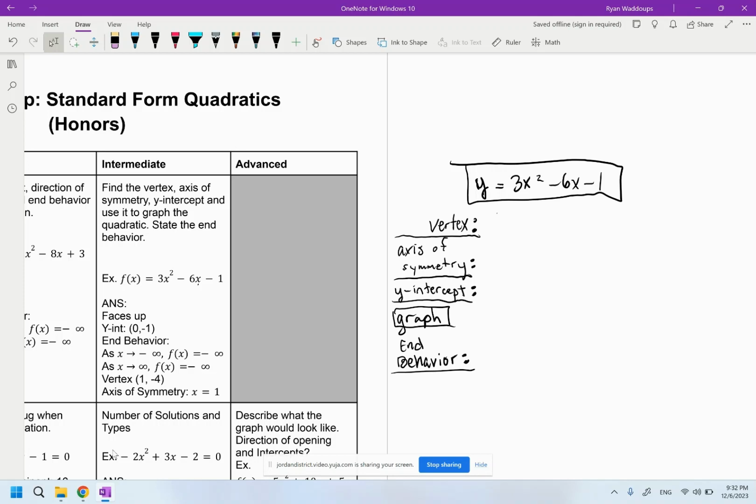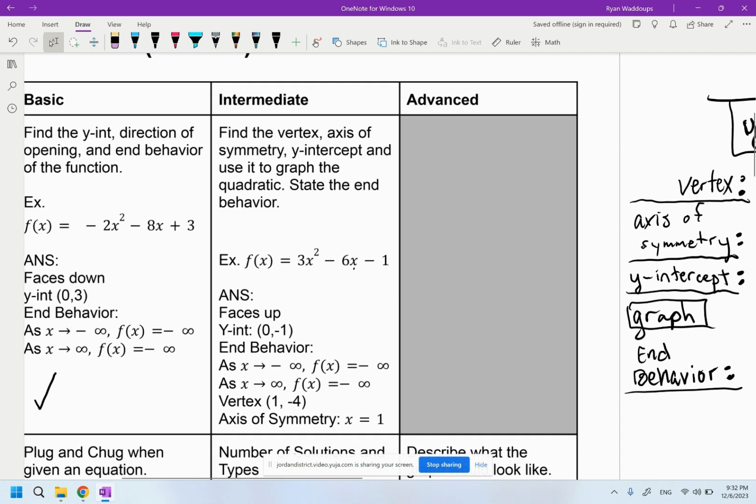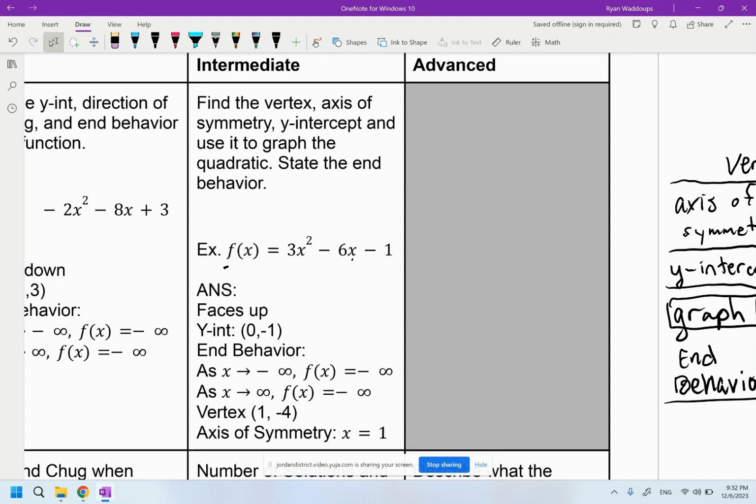Okay, hi, welcome. This is a video on how to use standard form quadratics to analyze parts of it and get information and then use that to graph it. So in this case, we've been asked to take this equation, f of x equals 3x squared minus 6x minus 1, and find the vertex, the axis of symmetry, the y-intercept, and then to use that to graph the quadratic, and then also we will state the end behavior.